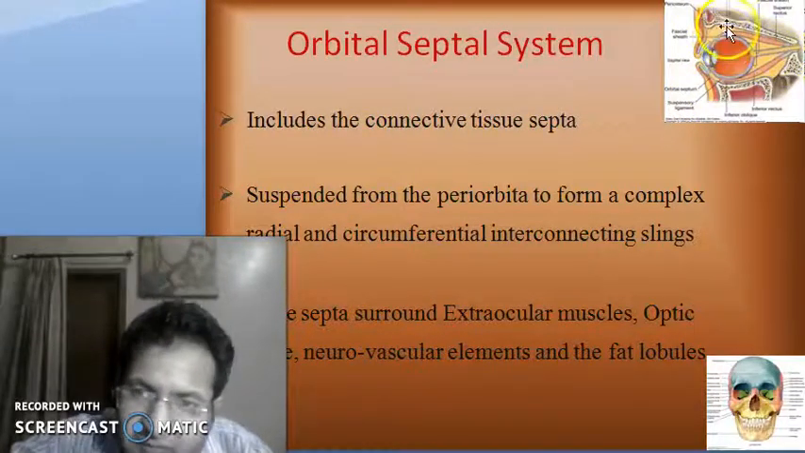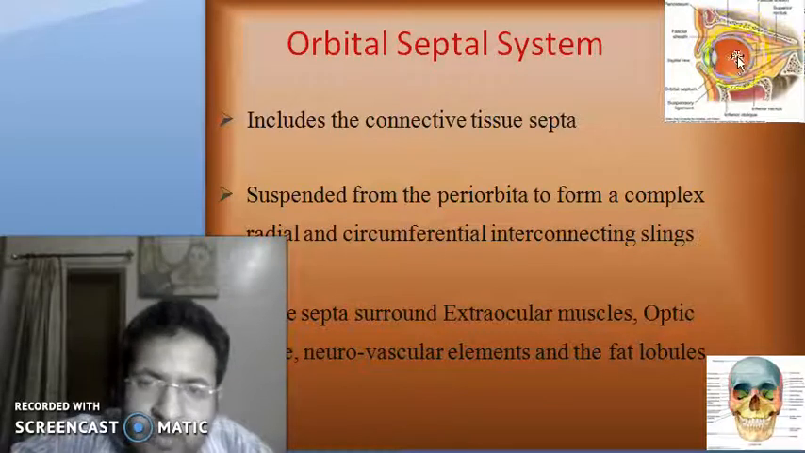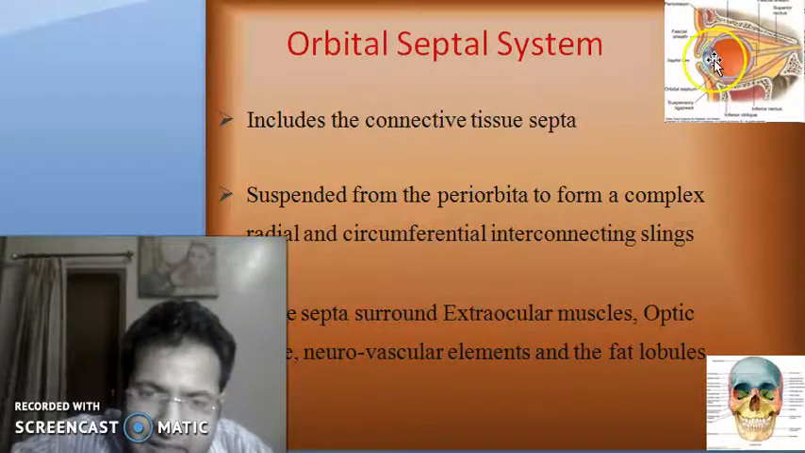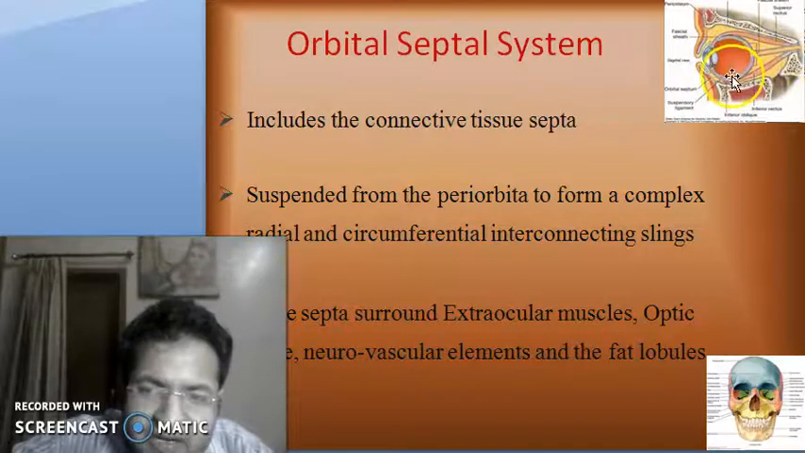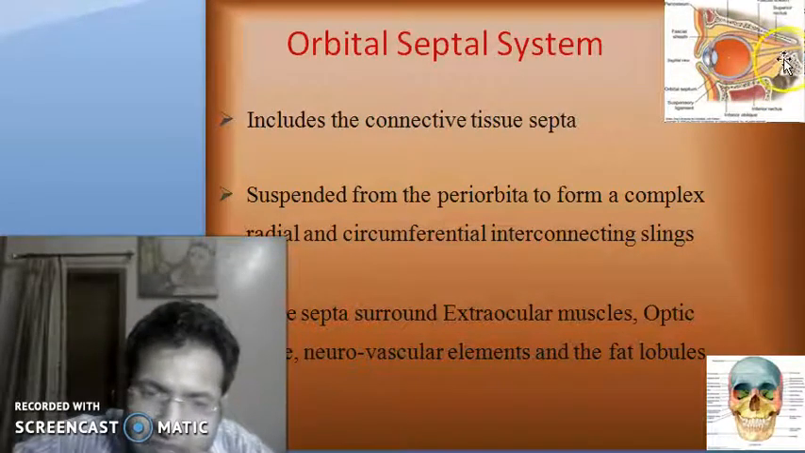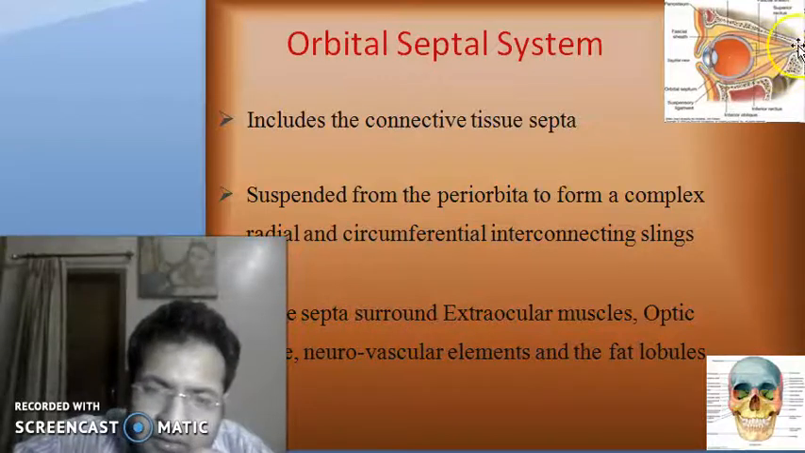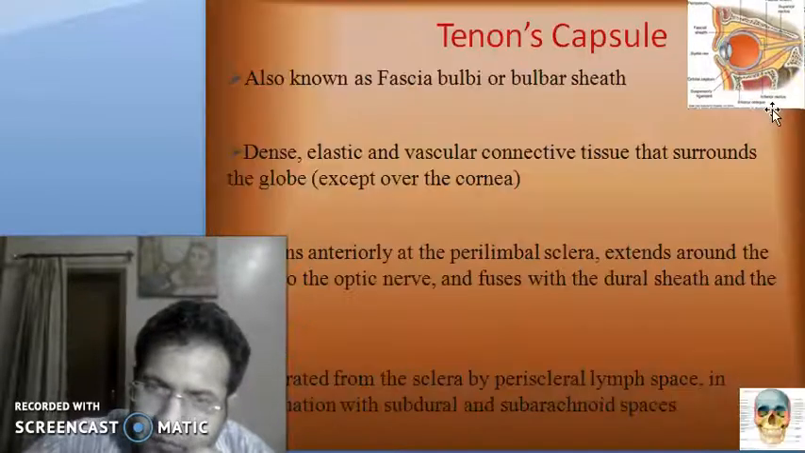Next, the orbital septal system includes the connective tissue septa. It is suspended from the periorbita to form complex radial and circumferential interconnecting slings. These septa surround the extraocular muscles, optic nerve, the neurovascular elements, and the fat globules in the orbit.